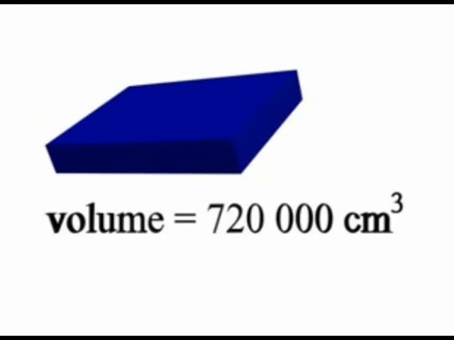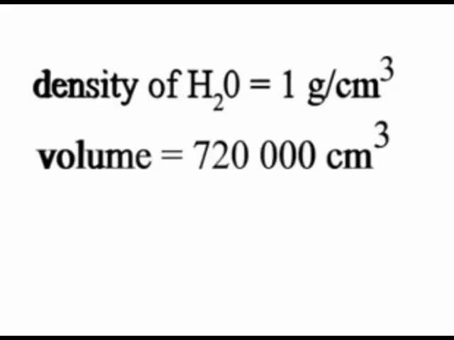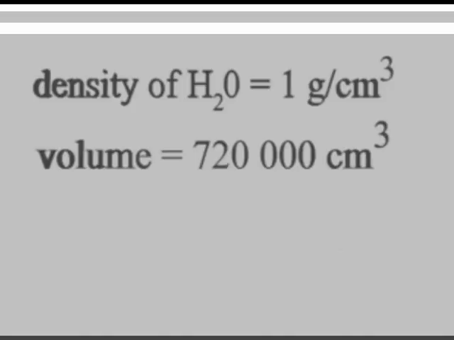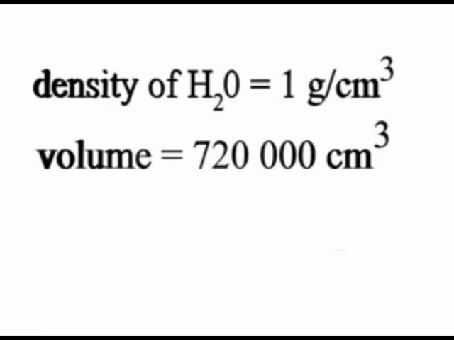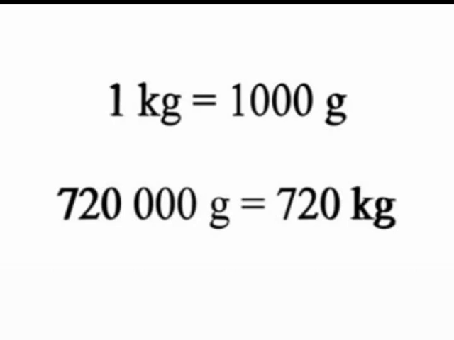Now we need to calculate the weight of this water. One cubic centimeter of water has a mass of 1 gram, so we convert that into kilograms. Weight 720 kilograms.